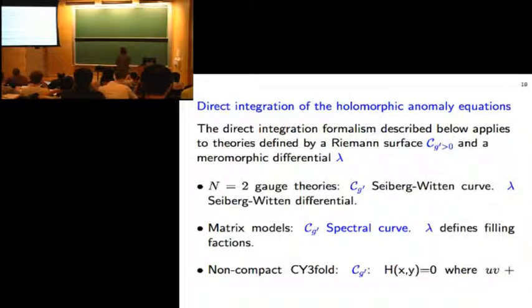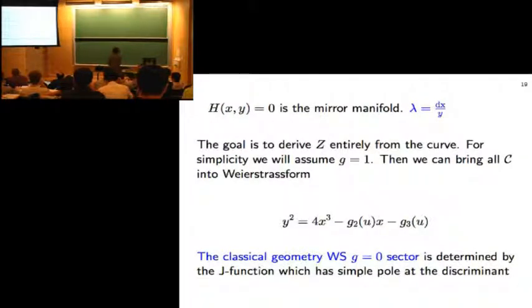And in fact, it's quite generally applicable to all the cases where the general omega background or the epsilon deformations have been considered. Namely, this is for gauge theories. Then C_G is just the Seiberg-Witten curve, and lambda is the Seiberg-Witten differential. And then for matrix models, in this case, C_G is the spectral curve, and lambda defines the filling fractions. And then finally, for non-compact Calabi-Yau manifolds, in this case, C_G is a special curve which features in the definition of the mirror manifold. So this mirror manifold is, of course, three-dimensional and is given by this equation, and the differential is just given like this.